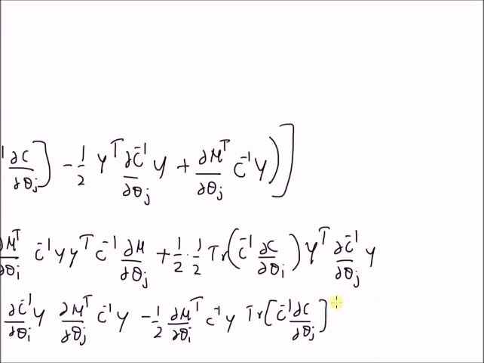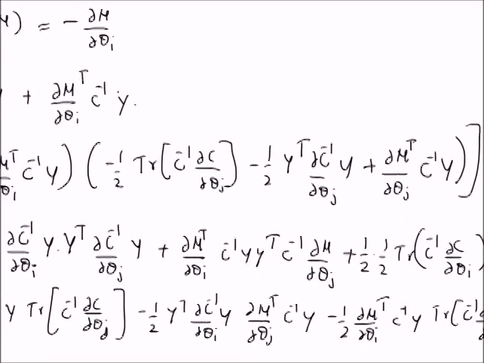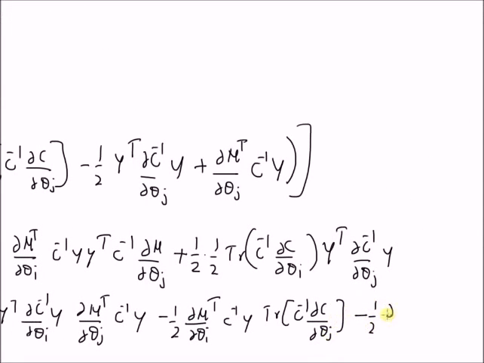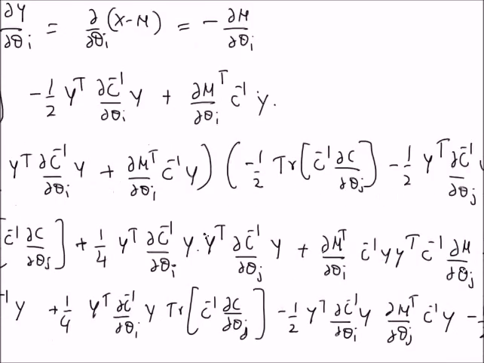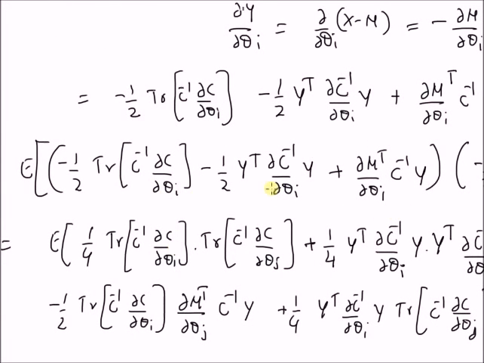And finally we have minus. Finally the last term is minus 1 by 2 derivative of mu transpose with respect to theta I C inverse y multiplied by y transpose derivative of C inverse theta j y. So these 9 terms form the expectation of this product, that is the element of the Fisher information matrix.